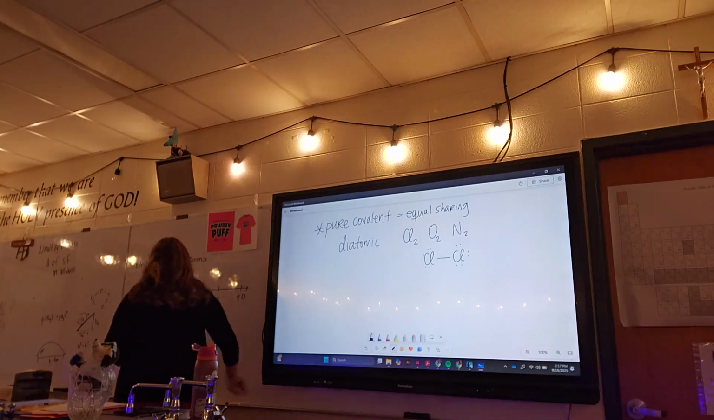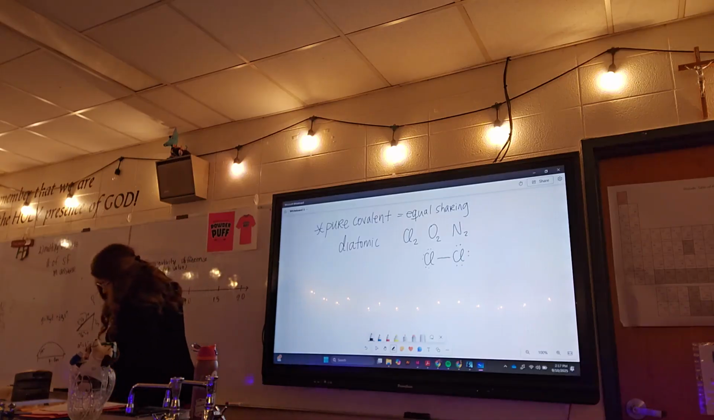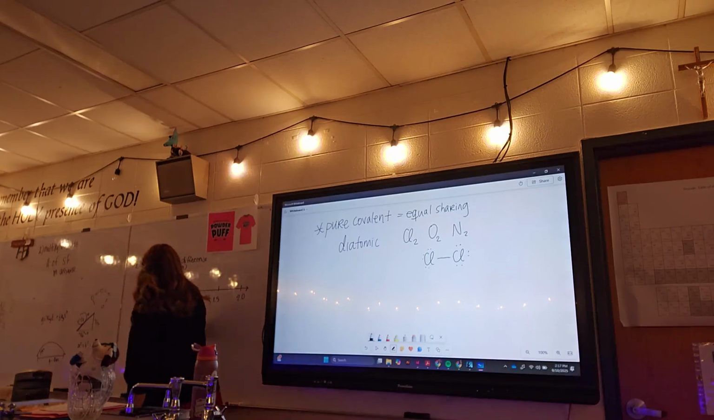And then the next section is between 0.5 and 0.9. This section here is what we call moderately covalent, or moderately polar covalent.